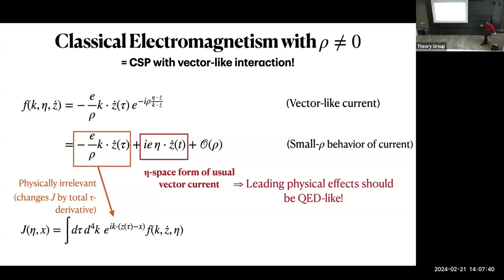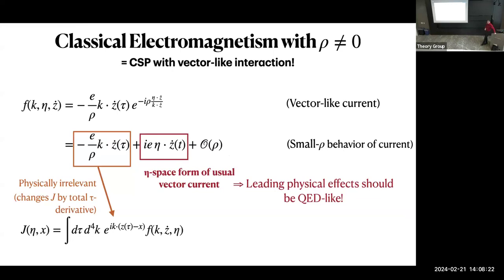The rho independent part is the eta space form of the usual vector current that appears in EM. And then everything else is suppressed by powers of rho. So if you make this observation early on, you just know that anything you compute is going to be EM plus corrections. The fact that things are well behaved in the deep infrared follows in all cases from this particular phase structure that's bounded in the deep infrared. And that's entirely dictated by the continuity condition, which in turn is actually just following from enforcing Lorentz invariance.